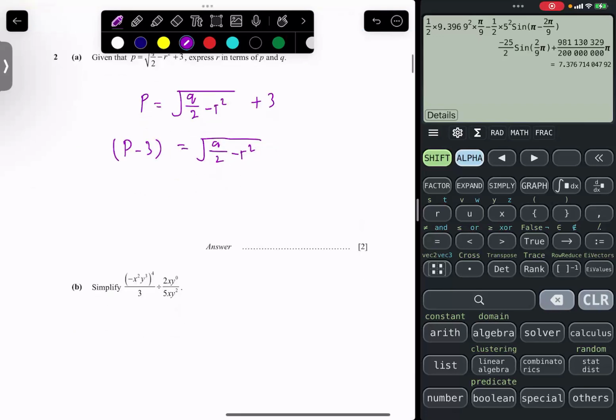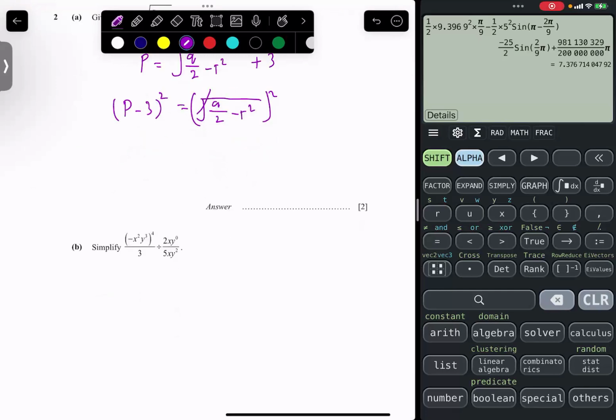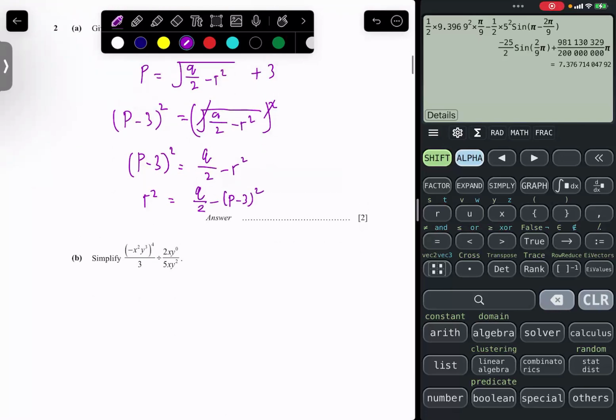Okay, so now to remove the square root, I take squares on both sides. Square and square root will cancel off. So P minus 3, squared, equals Q over 2 minus R squared. Okay, so switch the positions. R squared equals Q over 2 minus P minus 3, squared. Okay, so R equals plus minus the square root of Q over 2 minus P minus 3, squared.